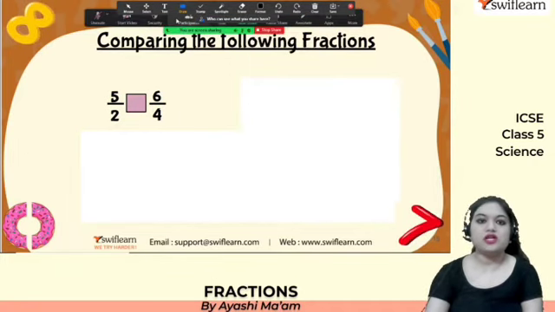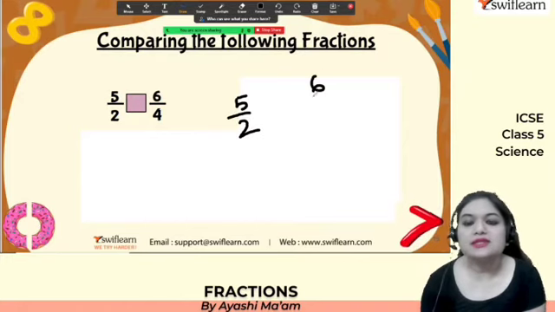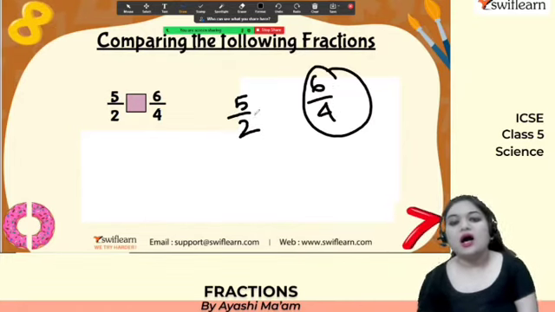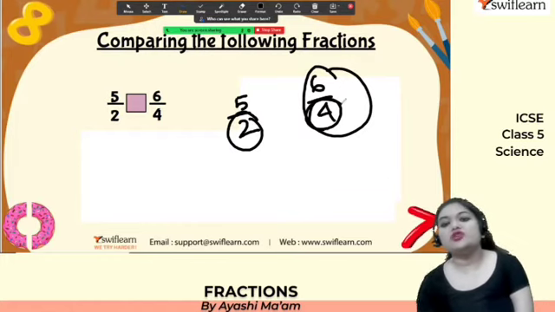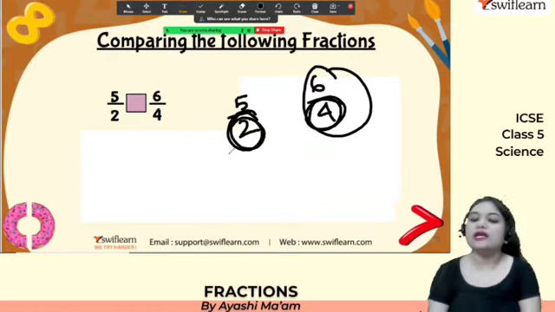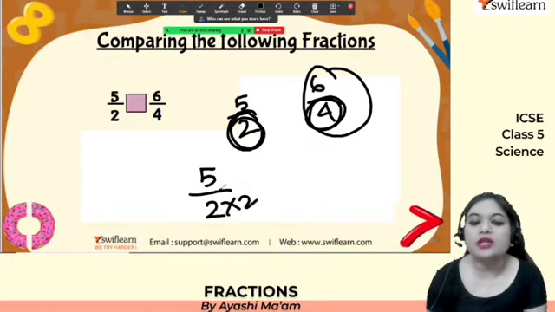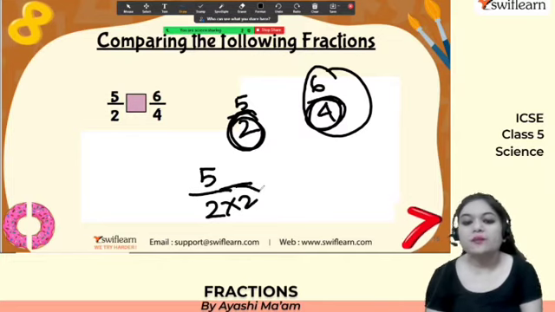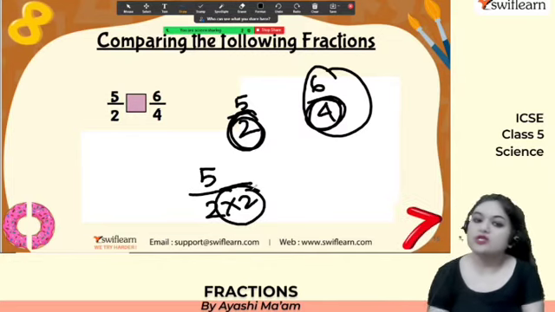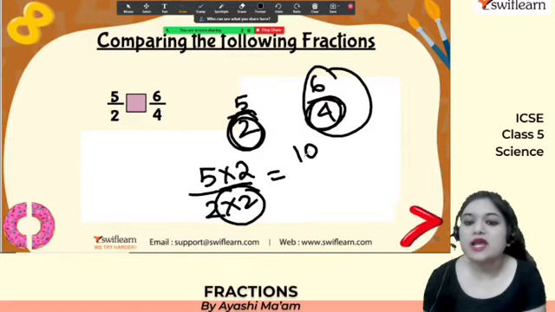So let's do the first one. We have 5 by 2 and 6 by 4. So the denominator is 4 over here. So we can try to make this 2 turn into 4 easily. How can we do that? By simply multiplying the denominator by 2, then we will get a 4. Because here we are multiplying the denominator by 2, also multiply the numerator by 2. So you will get the answer as 10 by 4.